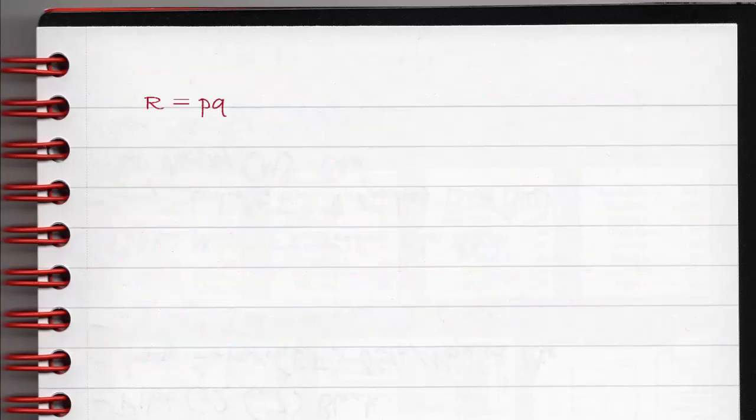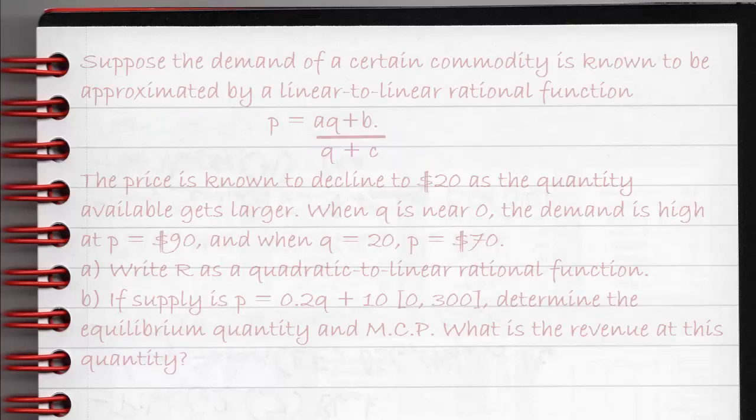So for the first part, to determine revenue, we use the fact that revenue equals p times q. P is given by the linear to linear rational function (aq plus b) all over (q plus c). Using the data from the question, we need to determine the rule of correspondence. That is, we need to find the variables a, b, and c.